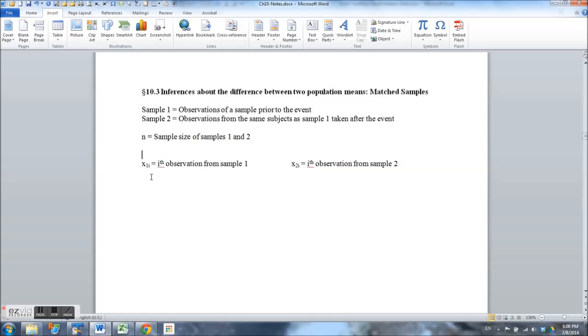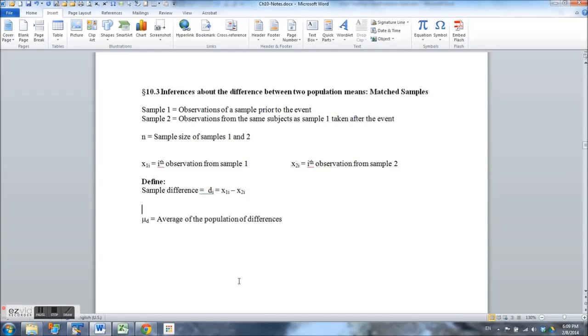Then we have one observation, let's call that x sub 1i, the ith observation from sample 1. Then we have x sub 2i, the ith observation in sample 2. When these two are matched, these two are taken from the same sample subject. So then we can define a sample difference between the two sample observations. So x sub 1i minus x sub 2i is the ith difference in the samples.